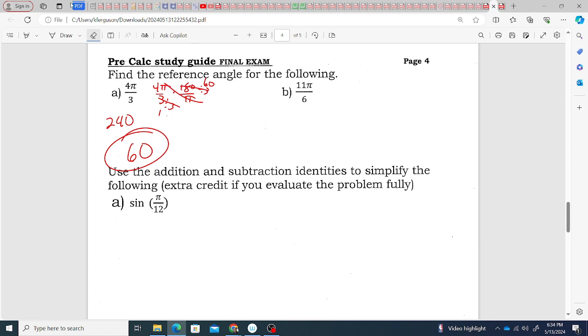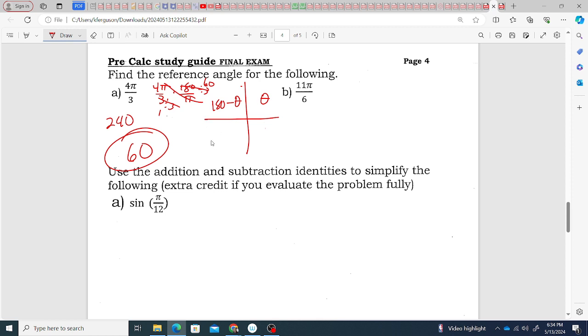When I'm determining reference angles, I think about what quadrant we're in. If we're in the first quadrant, it's just the angle, because a reference angle is between 0 and 90. If it's in the second quadrant, I take 180 and subtract the angle from it. That gives me the reference angle. For instance, if I was, I think we just did 150, right? So 180 minus 150 is 30. So my reference angle is 30.